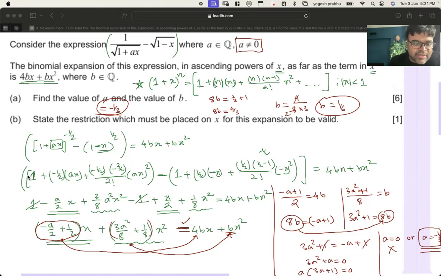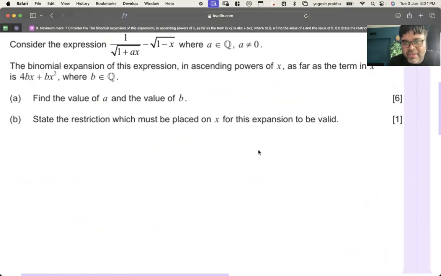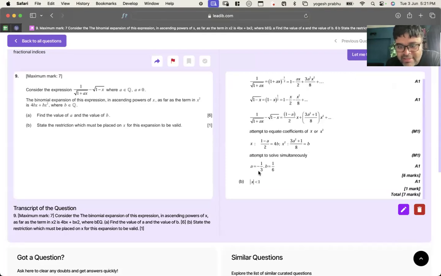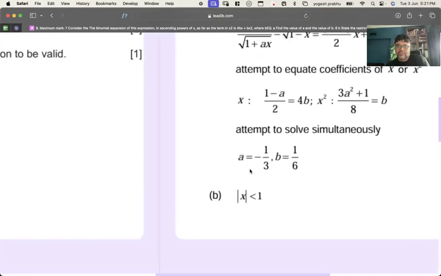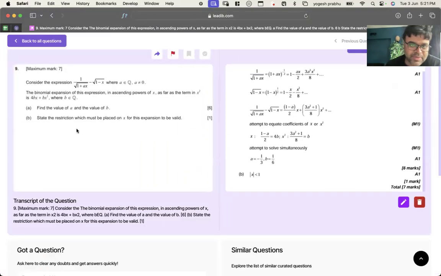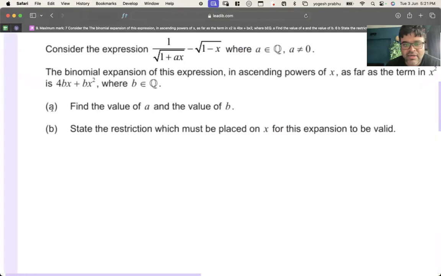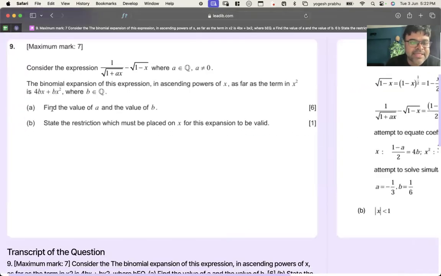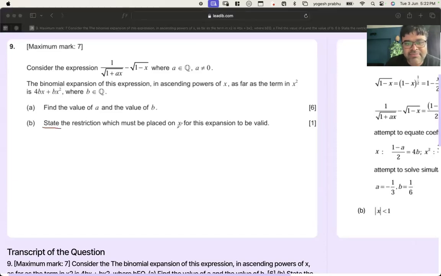I'm going to check the answer real quick. I hope I'm correct. Okay, so go back, see the answer. Yes, a is equal to negative 1 by 3, b is equal to 1 by 6. And that's how you solve the question, right? And once you do that, the next part, the B part, says state the restriction. What restriction must be placed on x for this expansion to be valid?